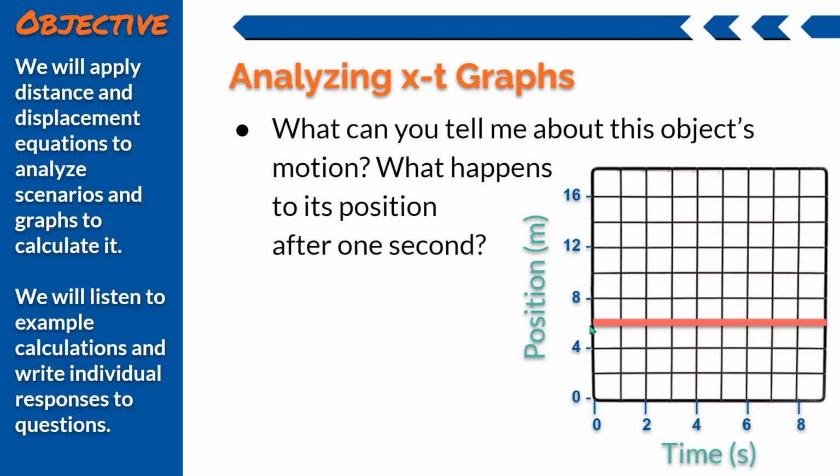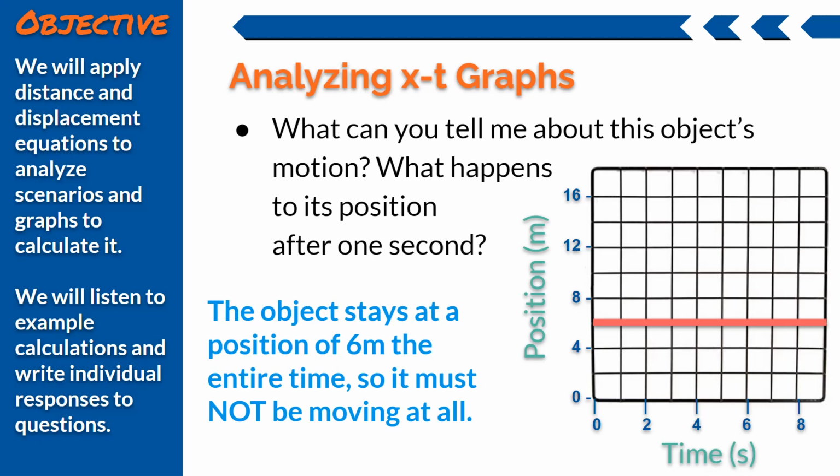This object is at a position of 6 meters with respect to whatever the reference point is. It's 6 meters ahead of it. Okay, but it's at 6 meters the entire time. And if you're at a position of 6 meters the entire time, you're not going anywhere because you're staying in the same place. So if you see an x-t graph with a horizontal line, that will always be the case. A horizontal line on an x-t graph is going to represent an object that is not moving.